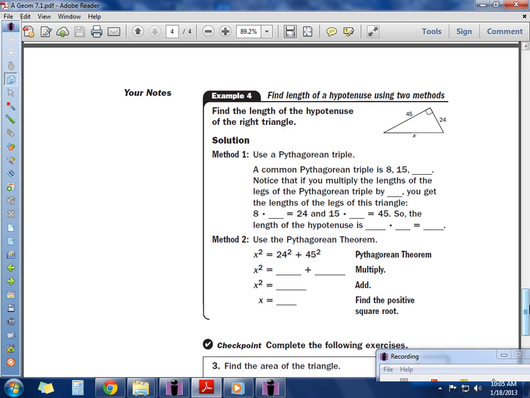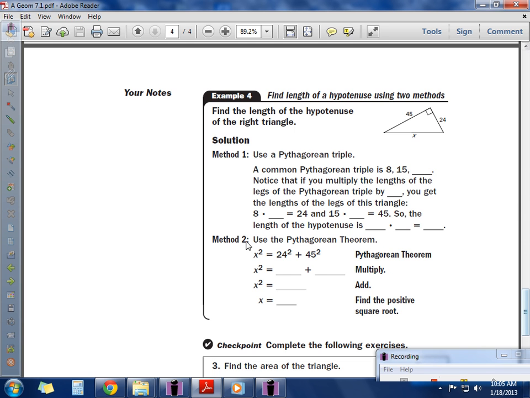Here's another one real quick. You can use the Pythagorean triples that we just learned about, or you can use the Pythagorean theorem. And this one I probably wouldn't recognize that it's a Pythagorean triple, so I'm okay if you use the Pythagorean theorem. See if you can do it without me.